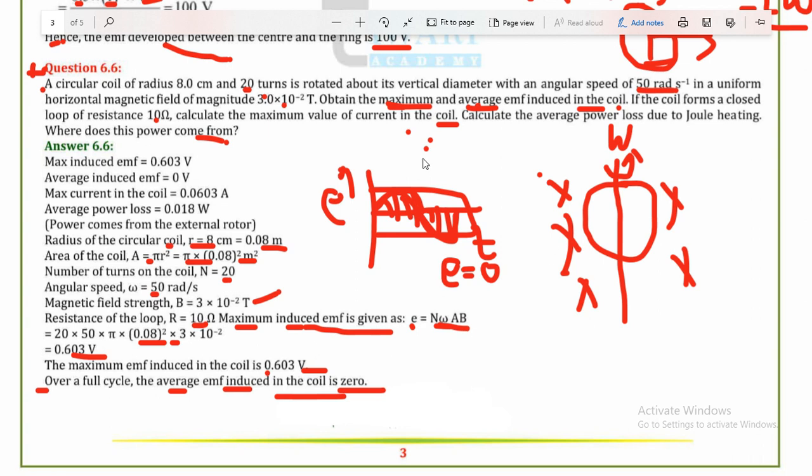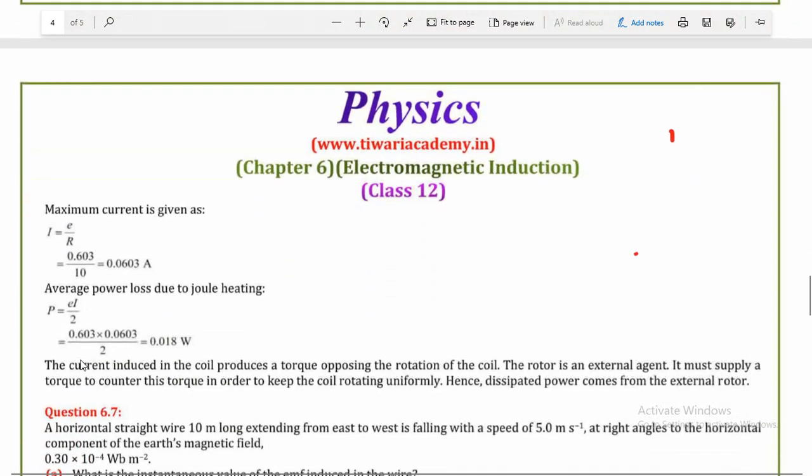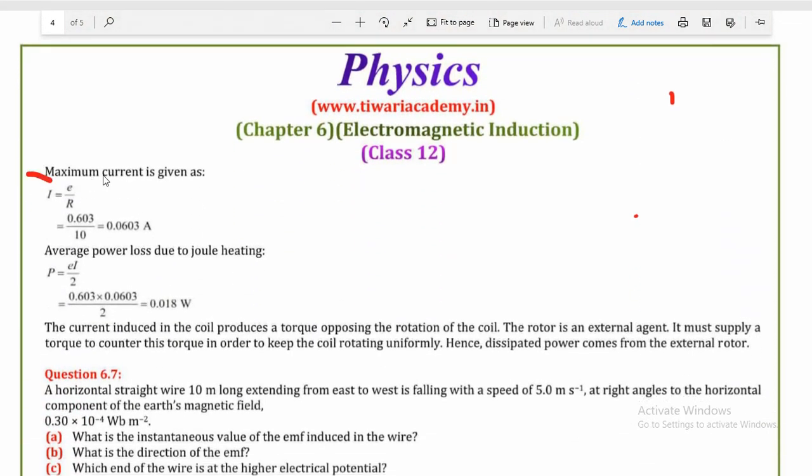Now the next part is, if the coil forms a closed loop of resistance 10 ohm, calculate the maximum value of current. If you know the resistance and the maximum value of EMF, you will be able to calculate the maximum current flowing in this circuit. The maximum current is given by I is equal to E upon R, and it will be 0.603 by 10, so it is 0.0603 ampere. So you can use this relation to find the maximum current flowing in this circuit.